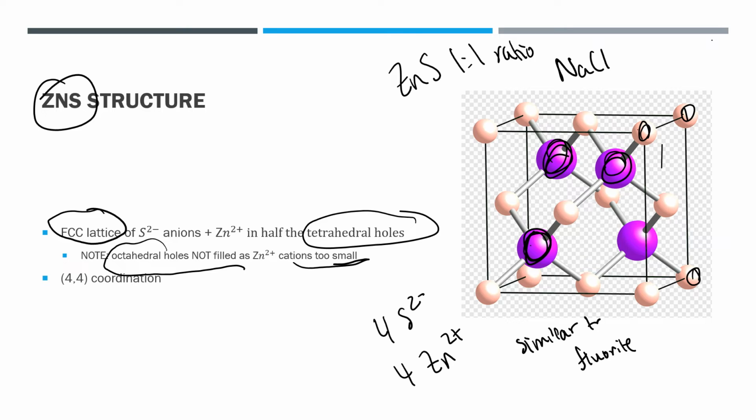Now let's look at the coordination number. So again, you don't really have to memorize these coordination numbers. I just want you to be able to look at a structure and sort of figure out the coordination number from that, right?